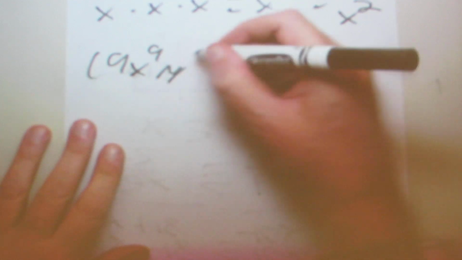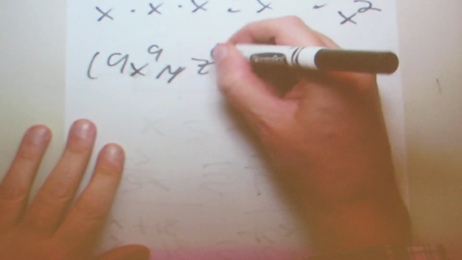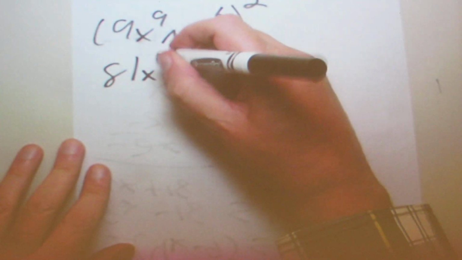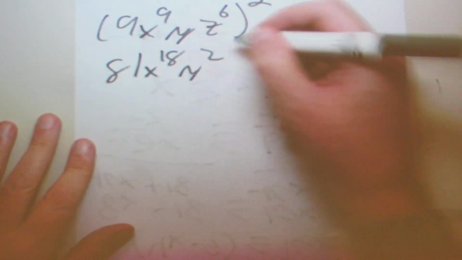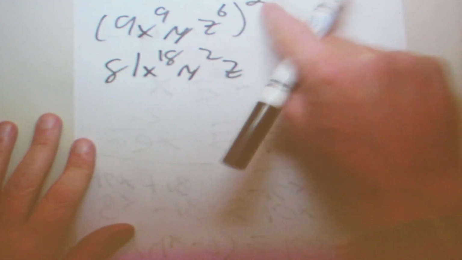Next, let's say that we have 9x to the 9, y, z to the 6 raised to the 2. So we're going to square everything inside here. 9 squared is 81. X to the 9 times 2 is x to the 18. Y to the 1 times 2 is y squared. Z to the 6 times 2 is z to the 12.